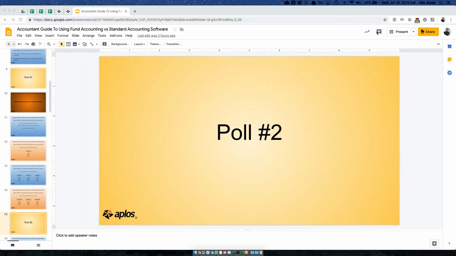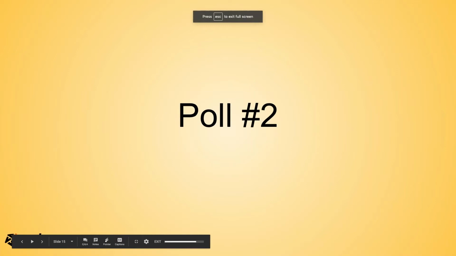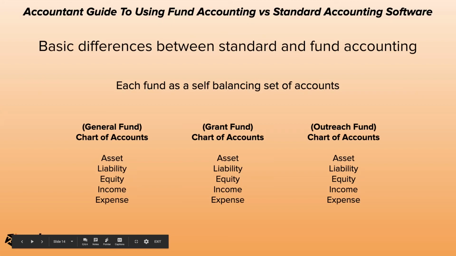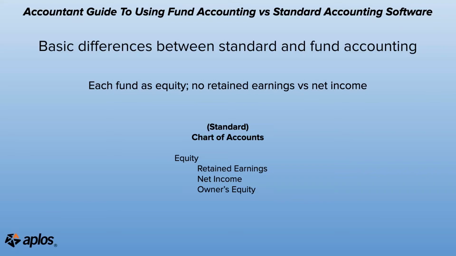So that was each fund as a self-balancing set of accounts. Now let's take a look at each fund as equity. If each fund has its own chart of accounts, then when you're putting them all together into one comprehensive chart of accounts, if each fund is its own equity, then you don't typically have the typical difference between retained earnings versus net income. In most fund accounting systems that I've seen, well, all of them that I've seen, including ours, when you have a fund, you typically don't distinguish between what portion of the equity is retained earnings versus net income.